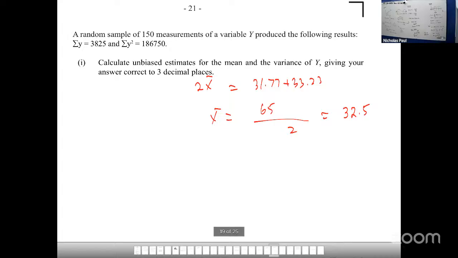Right, so let's go here. They gave us a random sample of 150 measurements of a variable y, which produce the following results. They gave us the sum of y and the sum of y squared. Calculate the unbiased estimates of the mean, it's 150, and the variance.